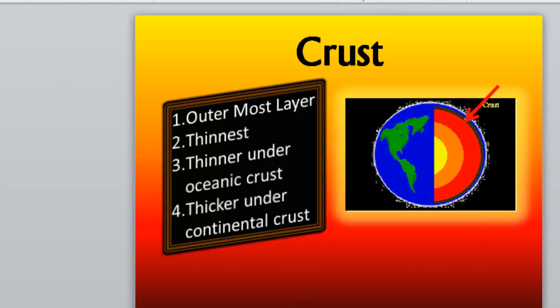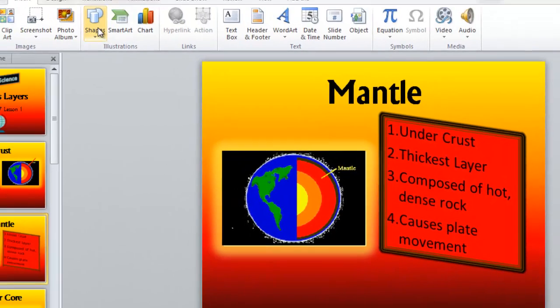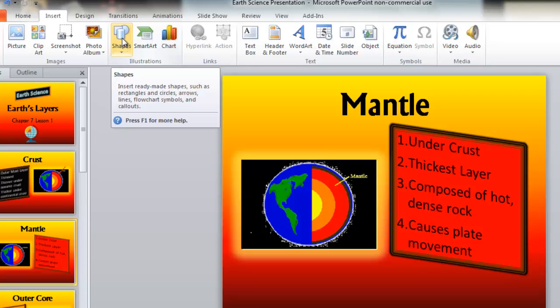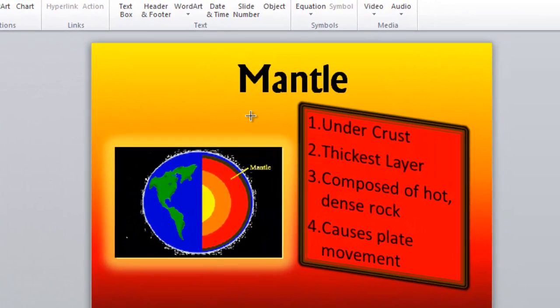So if I wanted to go into my third slide, the mantle, I can do the same exact thing. I can go up to the ribbon under the Insert tab, click on Shapes, and then I can go down to that same arrow, or if I would like a different kind of arrow, there's block arrows. So I'm going to click on one of these to show you how these work. So again, once I select the one that I want, I just click on the slide and I drag it. And now I have a block arrow.